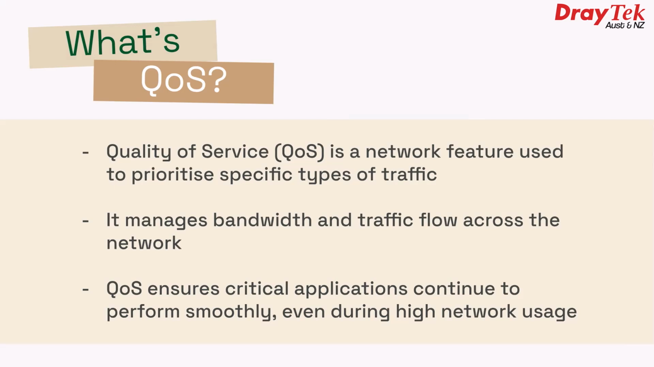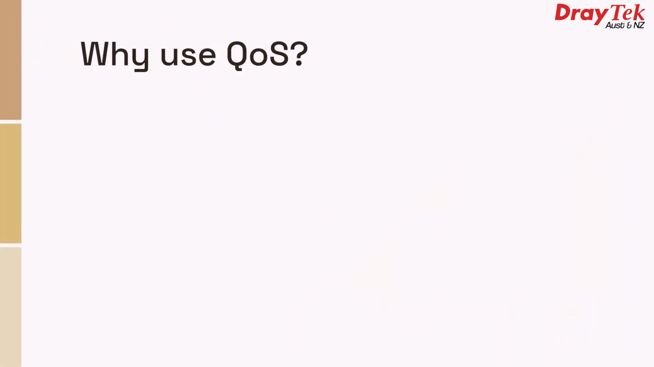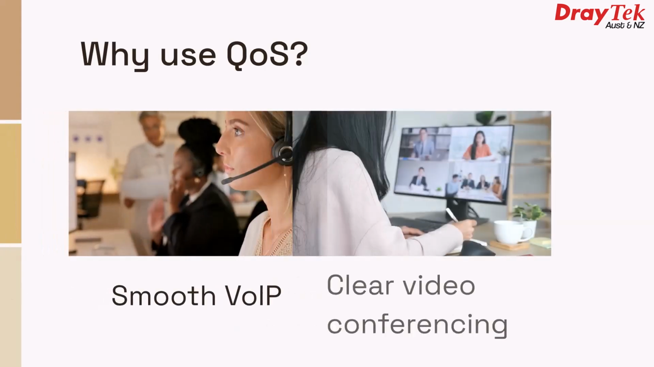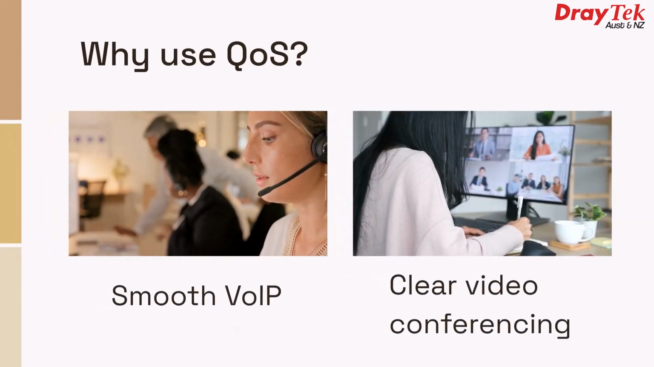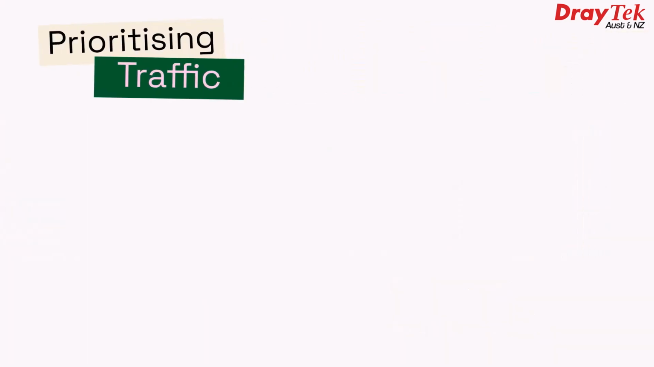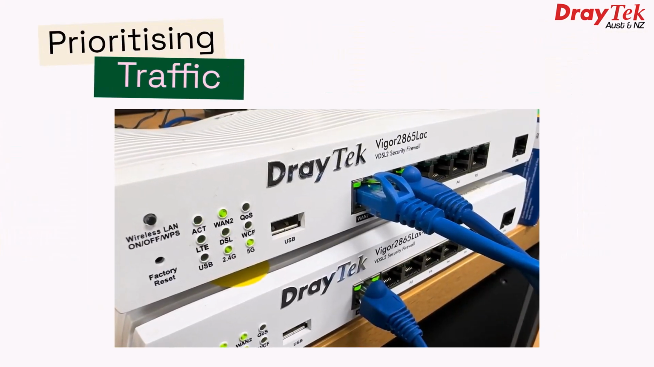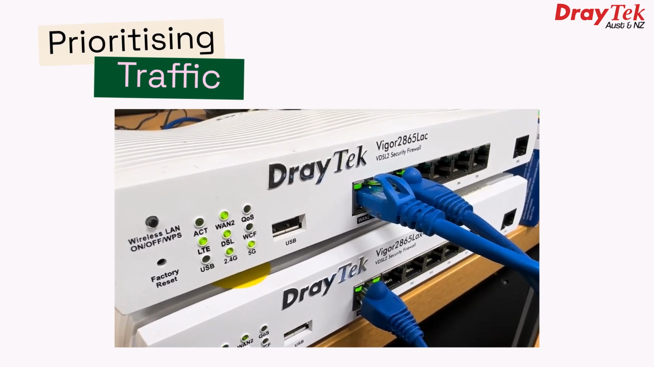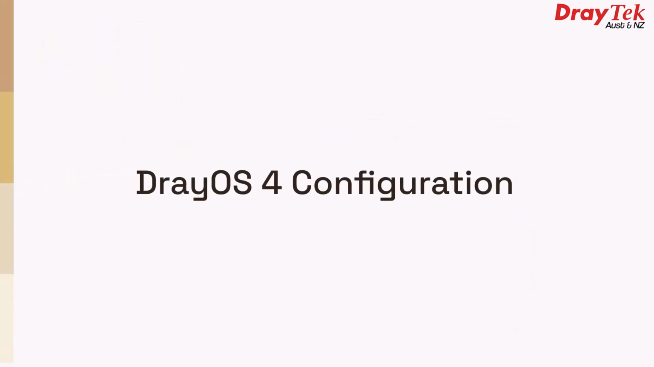Quality of service, or QoS, is a crucial network feature designed to prioritize specific types of traffic. It manages bandwidth and traffic flow to ensure that critical applications perform smoothly. QoS is primarily used to ensure that time-sensitive applications, like VoIP and video conferencing, run without interruption, even when the network is busy. By prioritizing traffic, QoS ensures important data is delivered first, using allocated bandwidth, while less critical traffic utilizes the remaining capacity. Now, let's move on to the step-by-step configuration for DrayTek routers running on DrayOS 4.